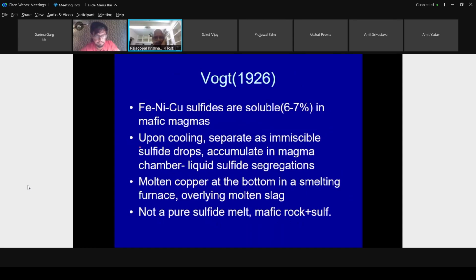So what is the explanation that is given? To start with, by Watt, 1926, very old. He says that to start with, iron, nickel, copper sulfides are soluble to a certain extent. That means they are part of the melt. It is dissolved in the melt, you cannot distinguish it. You cannot have distinct phases of sulfides. It's all dissolved. At high temperature, they are miscible. When it starts cooling, it separates. So temperature does play a role.